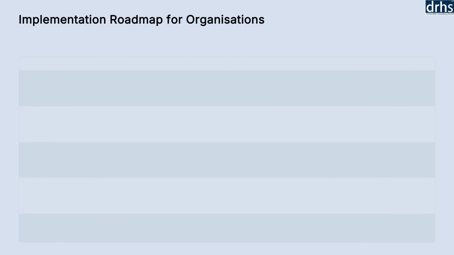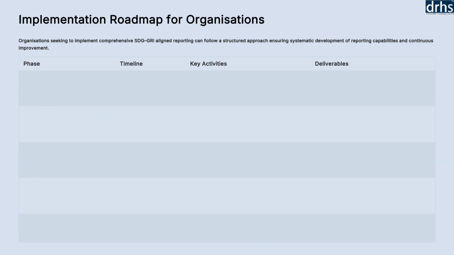Slide 14. Implementation Roadmap for Organizations. Implementing SDG-aligned sustainability reporting requires a structured, phased roadmap that builds governance capacity, embeds materiality, and enables continuous improvement. A well-defined implementation pathway helps organizations move from intent to credible, outcome-oriented disclosure while strengthening strategic decision-making.